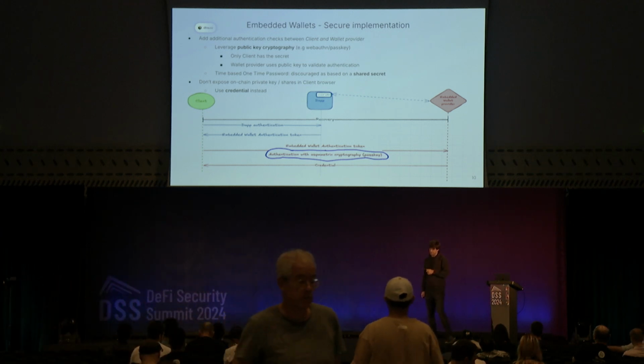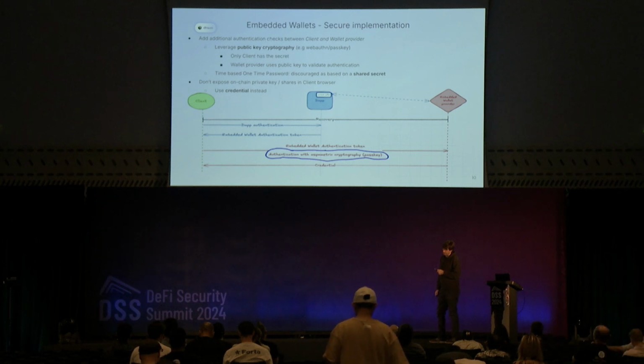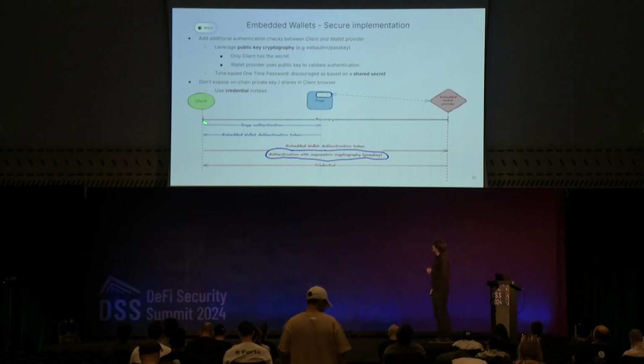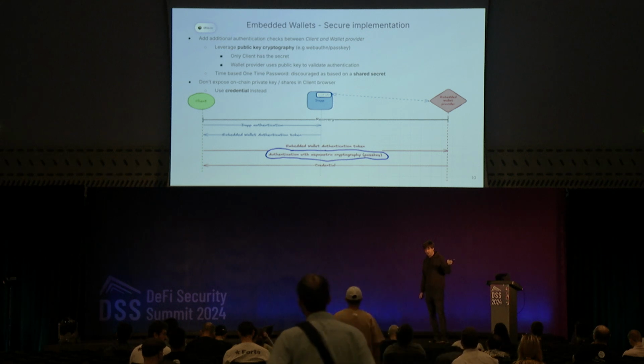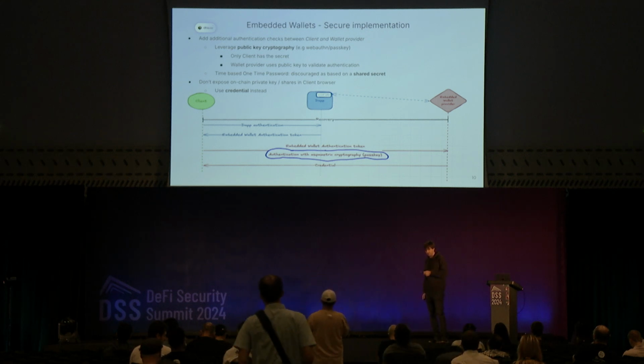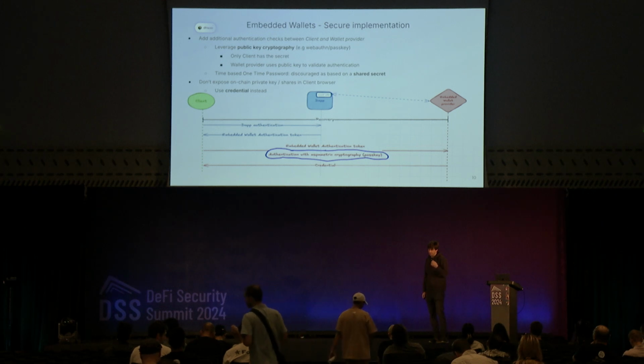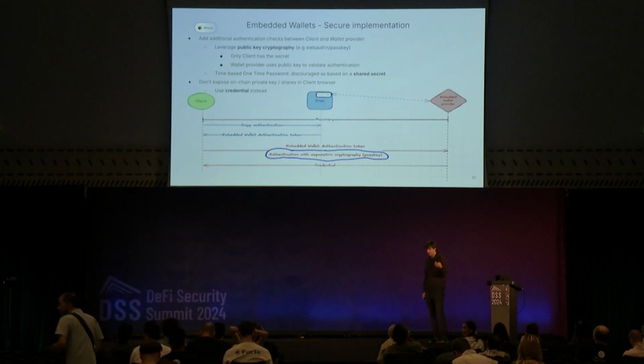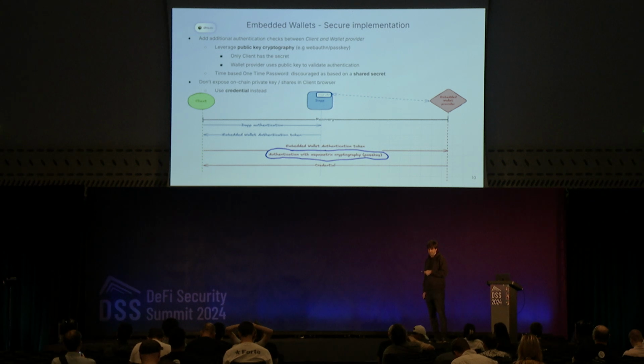And also another advice is to not expose the on-chain private key inside the client, like browser local storage, because then when you lose your device or when you go from one device to another, you need to perform a key refresh operation. That's a very sensitive operation. So my advice would be to use a credential to decouple the security of the credential from the security of the on-chain private key.